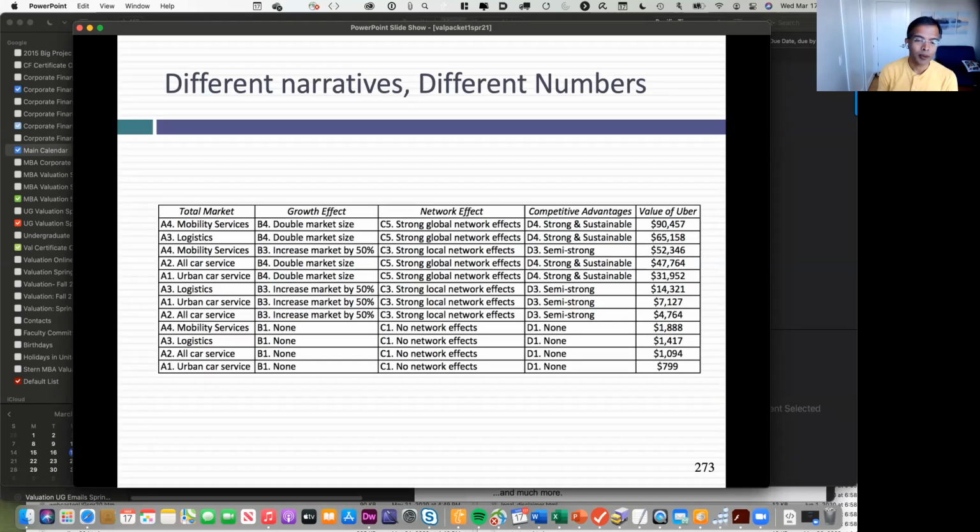Now, when I posted this, people said, this is why you shouldn't do DCF, because you can get any number you want. That's not how I see this table. What it means is you can have disagreements on value, but that doesn't mean the other person's wrong and you're right. It just means you have different stories. One of your stories is clearly more plausible than the others, and that's what this debate should be about.